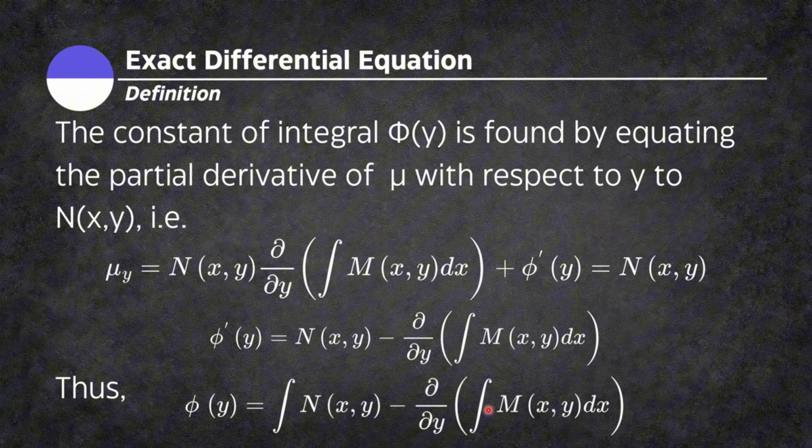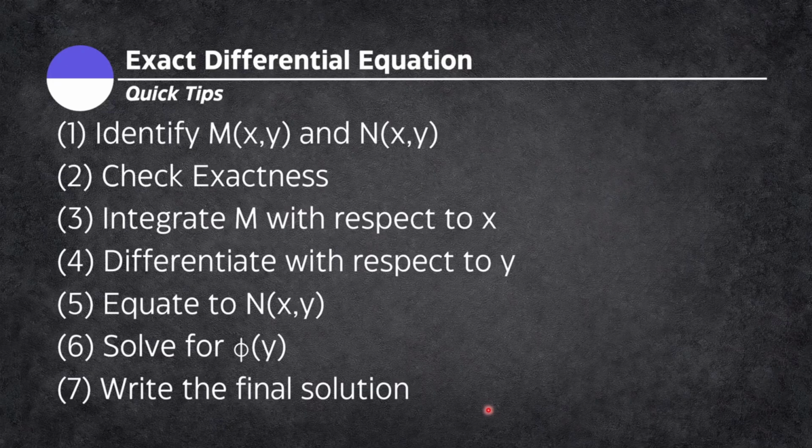So to make it simple for you to understand this, I have these quick tips, or general steps, so that you can solve an exact differential equation. So let's first identify the M function and N function. Next, check for exactness. If it's exact, the partial derivative of M in terms of y is equal to the partial derivative of N in terms of x.